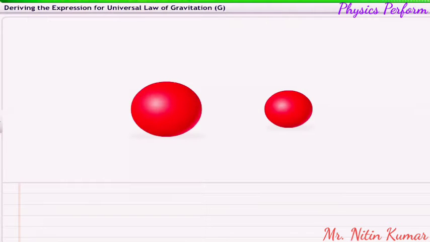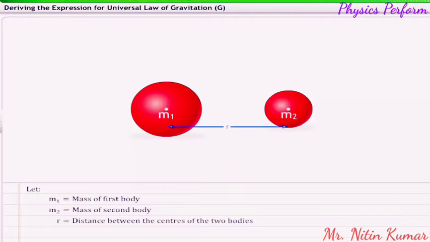To derive the expression for the universal law of gravitation, consider two spherical bodies. Let m1 be the mass of the first body, m2 be the mass of the second body, r be the distance between the centers of the two bodies, which is generally referred to as the distance between the bodies, and F be the force of attraction between the two bodies.